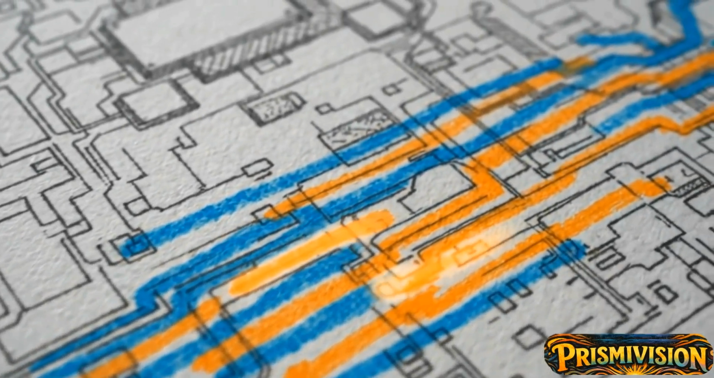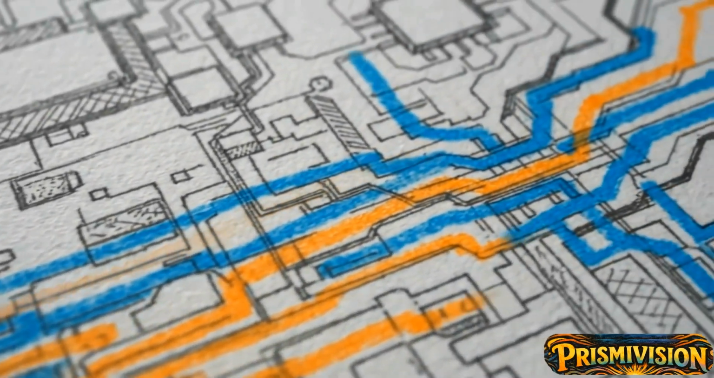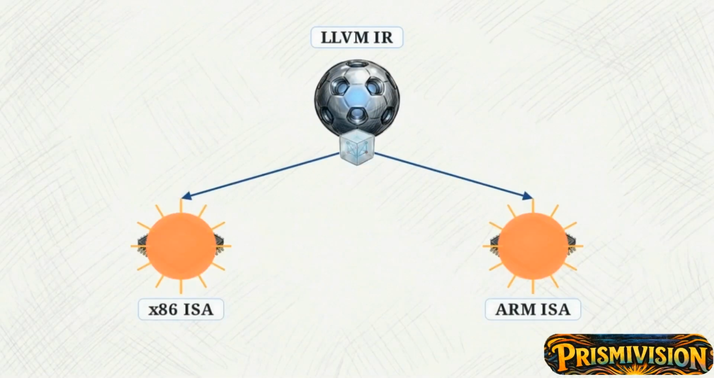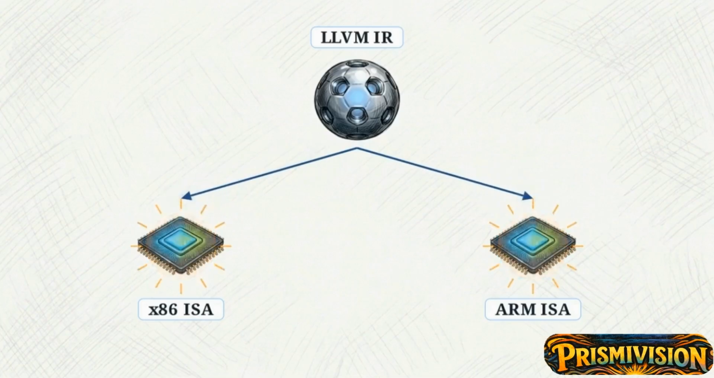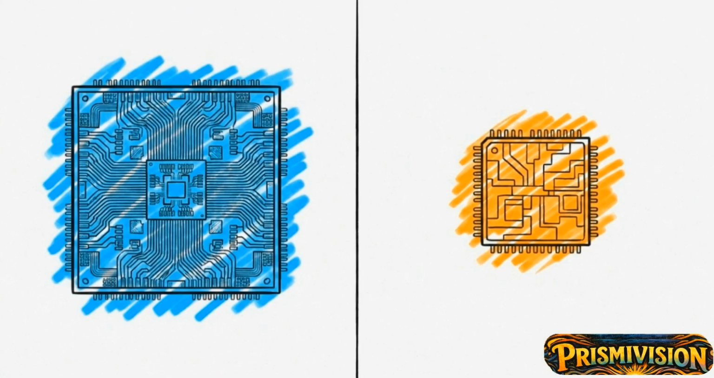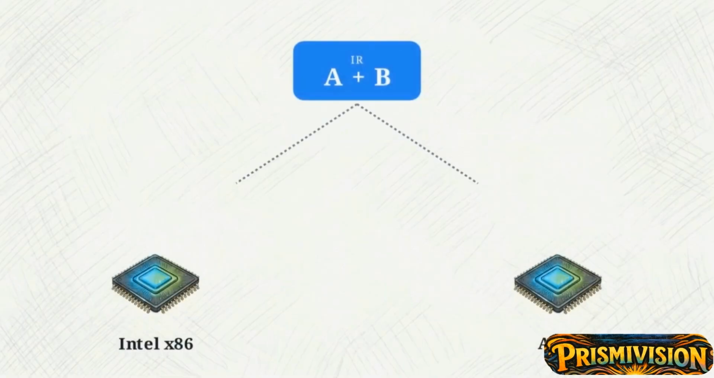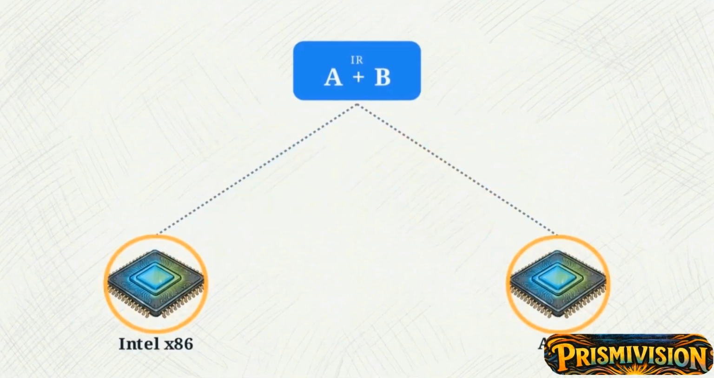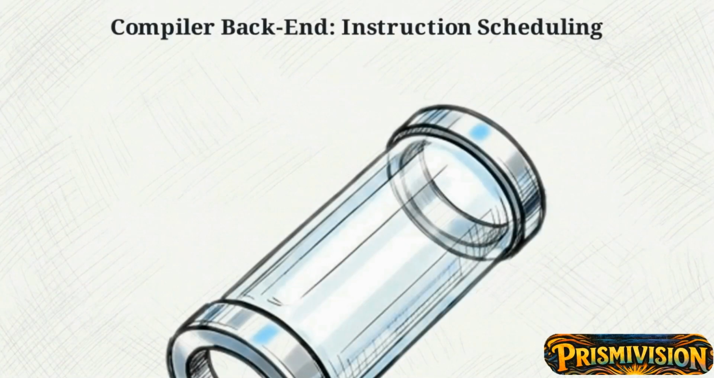As we enter the back end, the compiler confronts the physical limitations of the target hardware, the CPU's silicon architecture. The first step here is instruction selection. The back end translates the universal LLVM IR operations into the specific instruction set architecture, or ISA, hardwired into the processor. A single mathematical operation in the intermediate representation might require completely different physical instructions depending on the chip. Adding two numbers on an Intel x86 processor involves different hardware constraints than doing the exact same addition on an ARM chip.